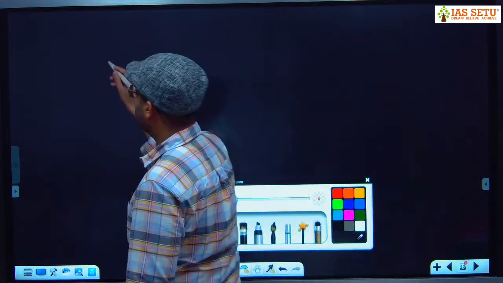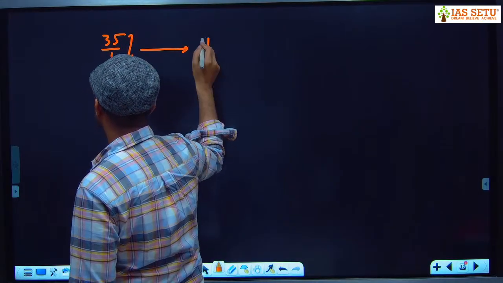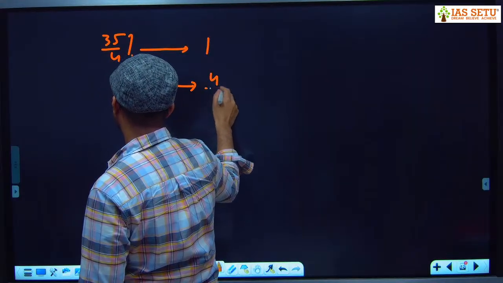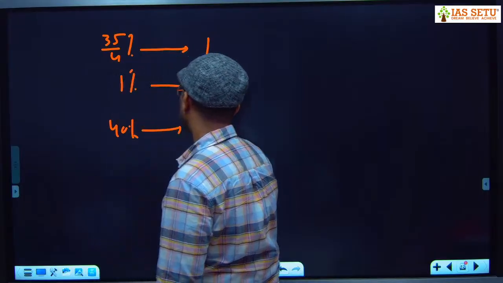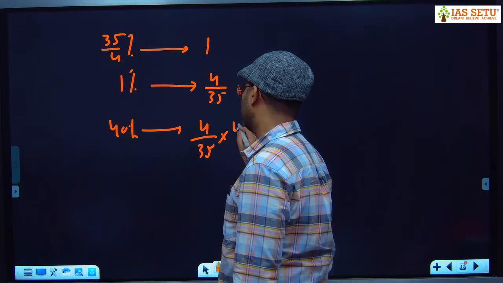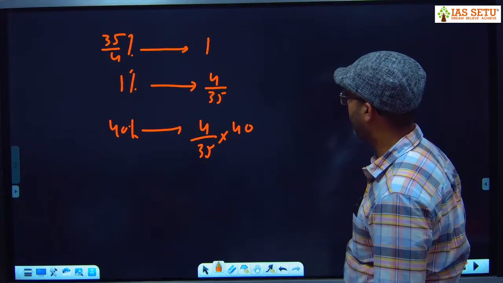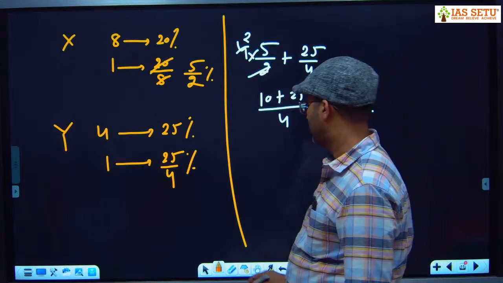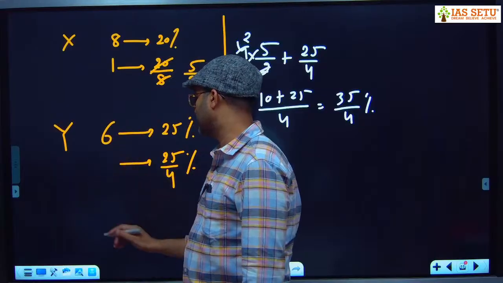So now here 35/4% work they do in 1 day. Then 1% work they will do in 4/35. 40% work they will do in 4/35 into 40. बट यहाँ गड़बड़ क्यों हो रही है? It is 6 days.